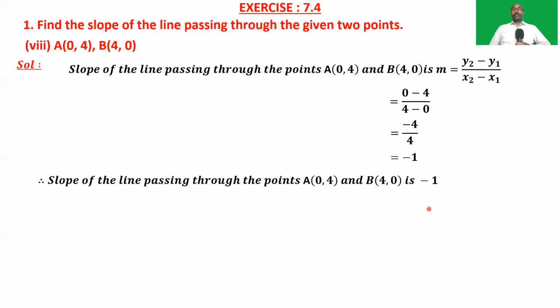Okay, students. So that is the chapter coordinate geometry. In this chapter, we have learned the distance formula, section formula, area of the triangle when 3 points are given, and the slope of the line passing through 2 points. These are very important topics in coordinate geometry, and this chapter is very useful in higher classes also. So you must learn this chapter very carefully.